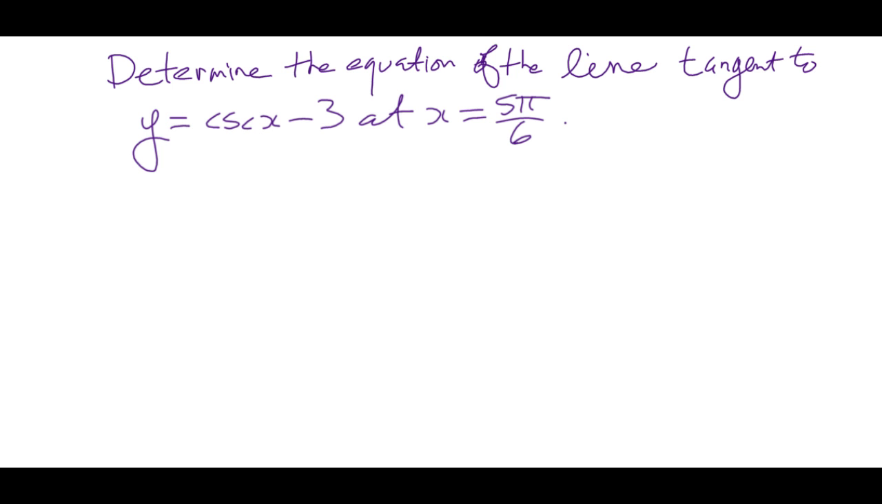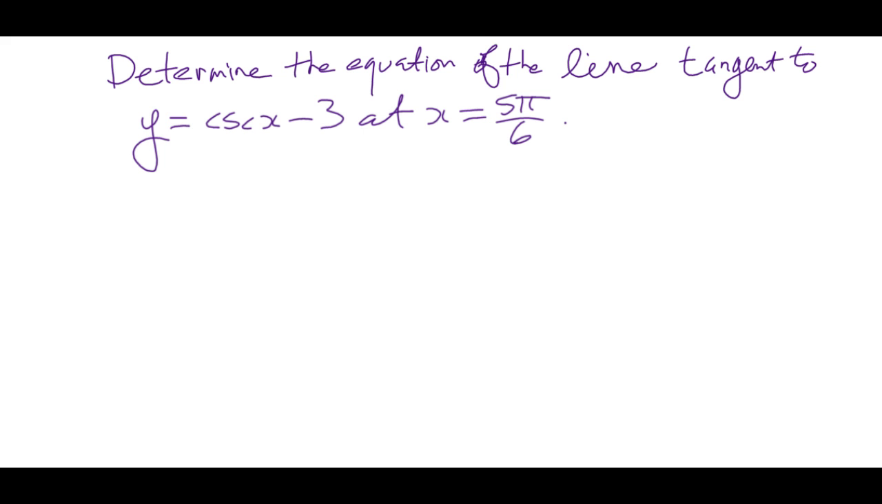Okay, so determine the equation of the line tangent to y equals cosecant x minus 3 when x is equal to 5 pi over 6. We could graph this too, right? We don't even have the point, so we've got to get the point. It's always what we ask. Isn't that what we ask in calculus every day? What's the point?